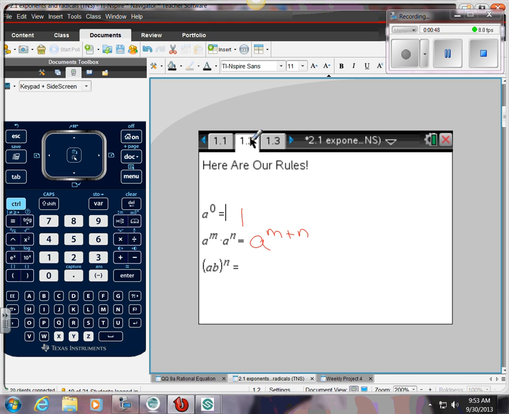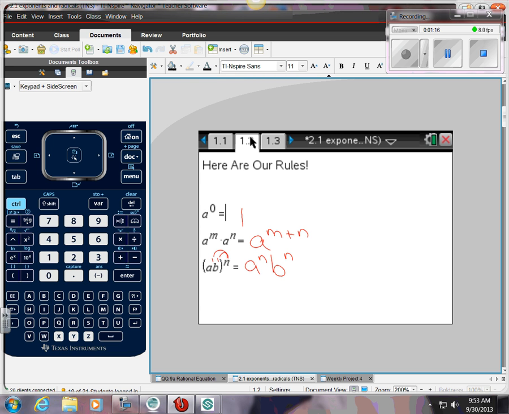A times b raised to the nth power. Say again? A to the n, b to the n. Yeah, what's the exponent for the a and the b in there? When I raise a power to a power, I multiply. Did she do this for you last year? Okay, when you raise a power to a power, you multiply. So we're multiplying through here. It becomes a to the n, b to the n.